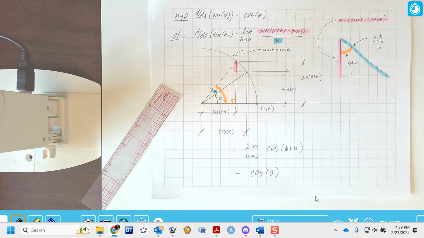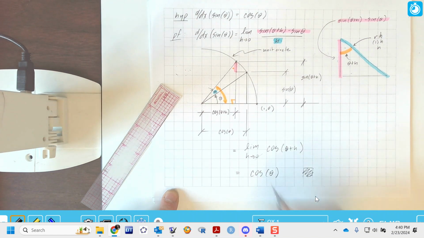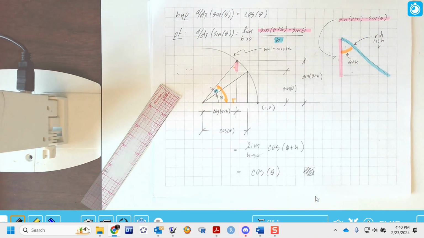So yeah, that is sort of a good place to end. We've rigorously proved that the derivative of the sine is indeed the cosine. So all the work that we've done in the section is indeed resting upon solid foundation.